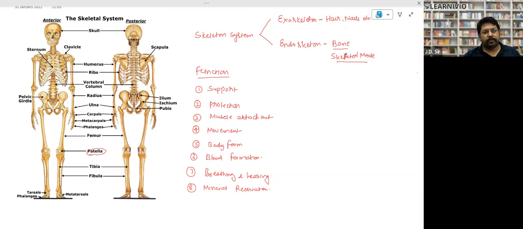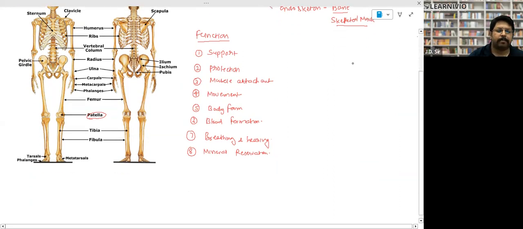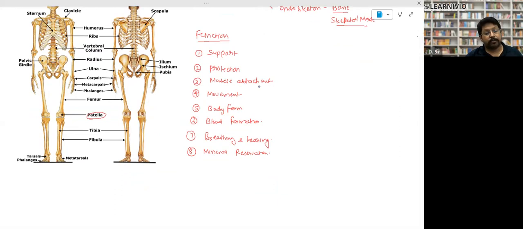There are two things: bone and skeletal muscles, right? Bone gives shape and support to our body, and the skeletal muscles help in movement. So what is the function of endoskeleton? First, support, then protection, then muscle attachment. They provide the platform for the muscle setting. They help in movement and they maintain the body form, right?